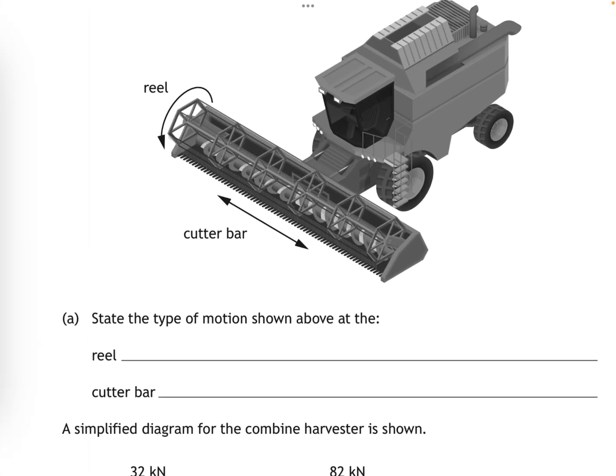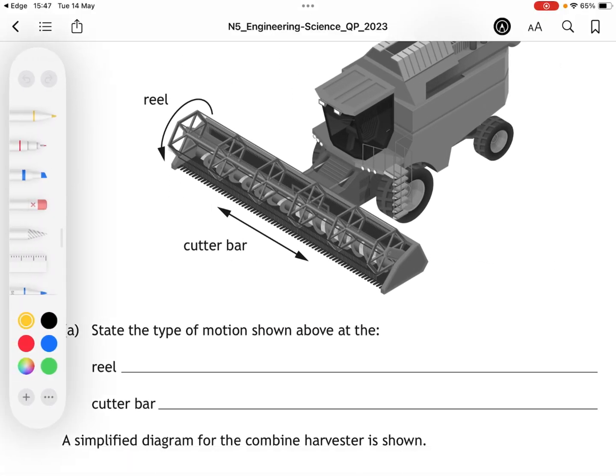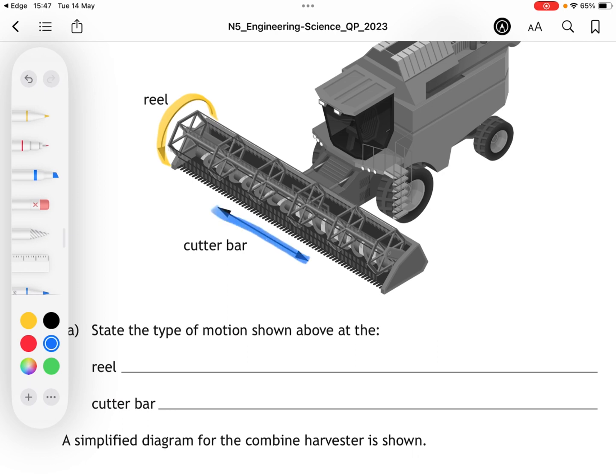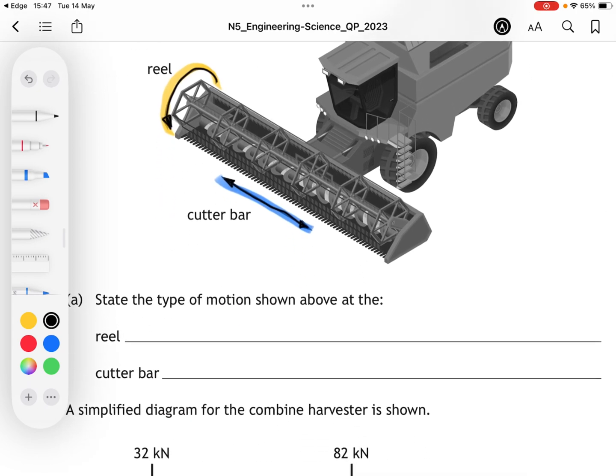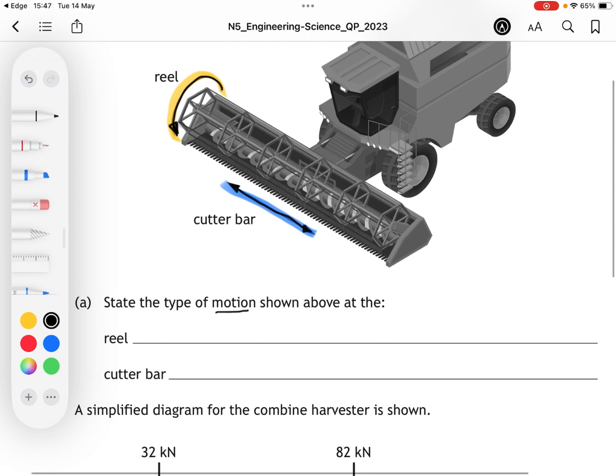Now, if you take a look, the SQA have made this a particularly easy question for us because they've also given us these two directions. So for our reel, we are given an arrow going around like that, and for the cutter bar we've got a straight line with an arrow either side. So you don't have to have any knowledge of combine harvesters to be able to answer this question. All you need to be able to do is identify the type of motion that's being shown.